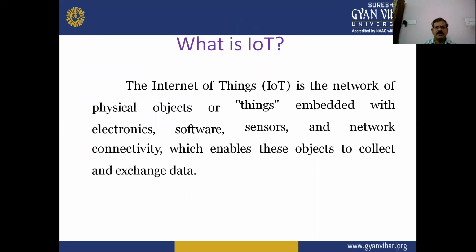So what is IoT? The Internet of Things is the network of physical objects or things embedded with electronics, software, sensors, and network connectivity, which enables these objects to collect and exchange data. So this is the IoT.